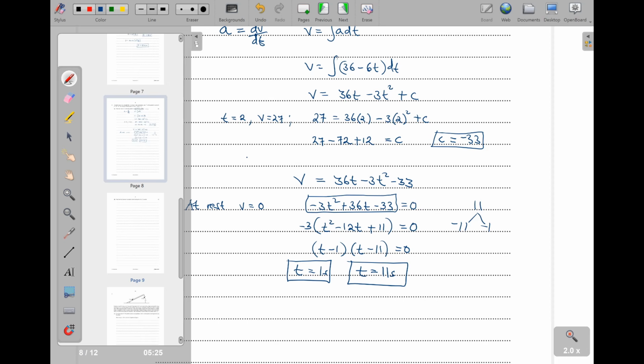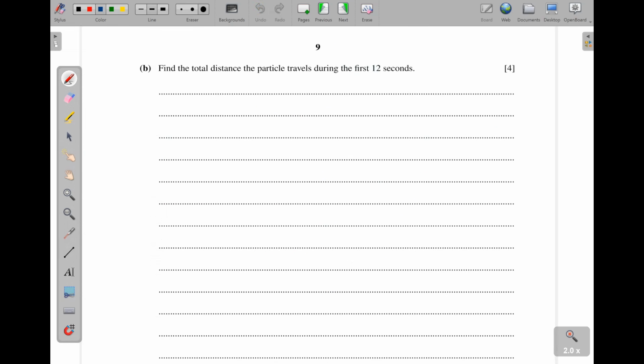Okay. Now, we need to know when t is 0. When t is 0, of course, v is negative 33. Now, this one is below the t-axis. You see that? Now, let's go back to what we are having here, the first 12 seconds.